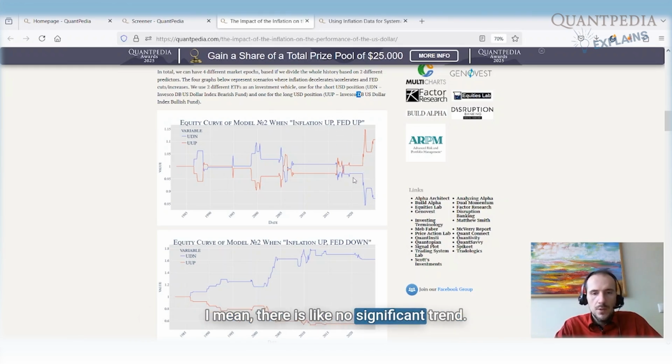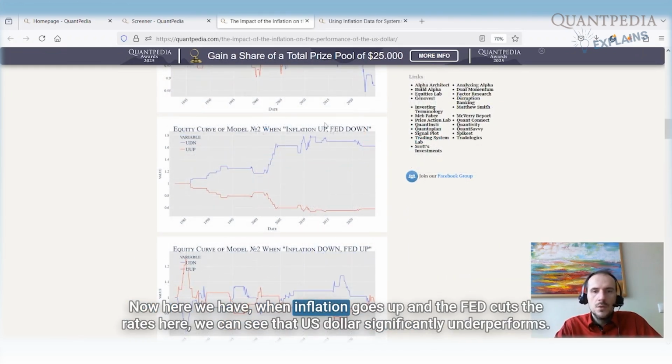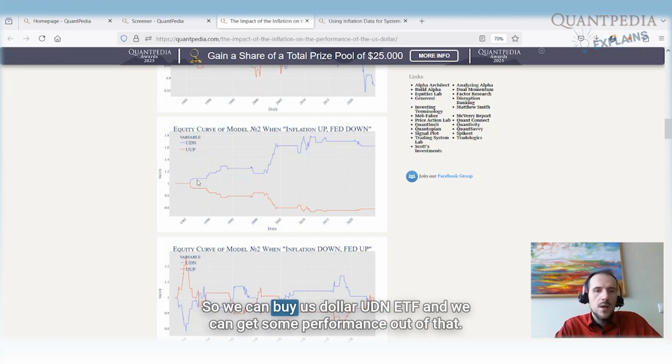There is no significant trend. Now here we have when the inflation goes up and the Fed cuts the rates. Here we can see that the US dollar significantly underperforms, so we can buy the US dollar UDN ETF and get some performance out of that.